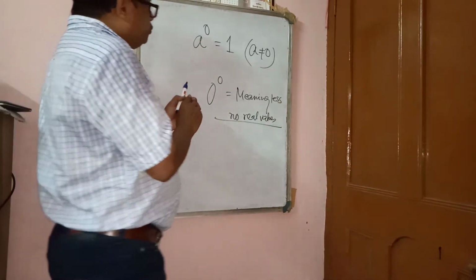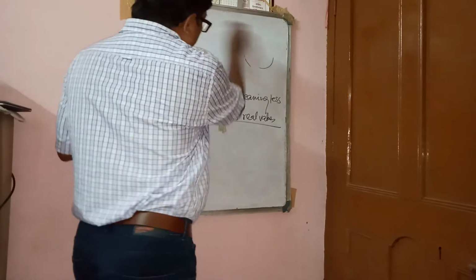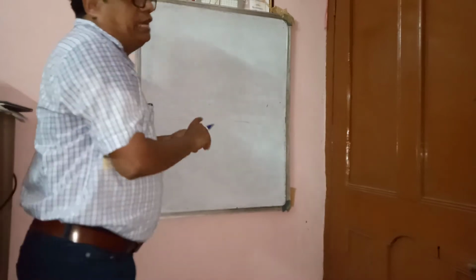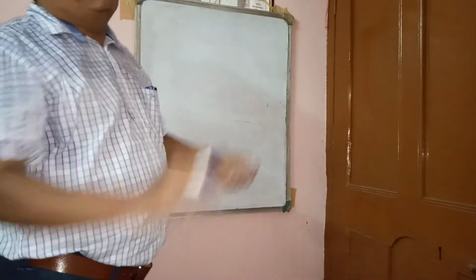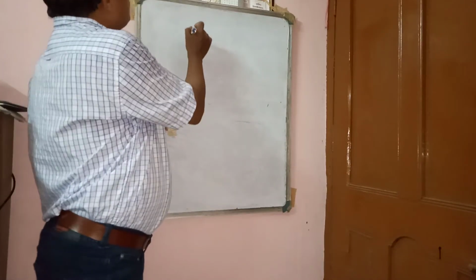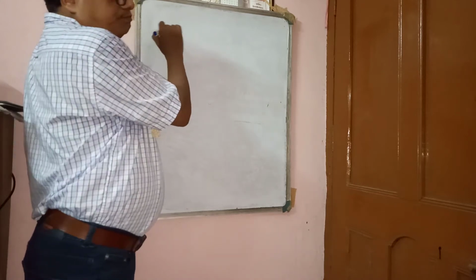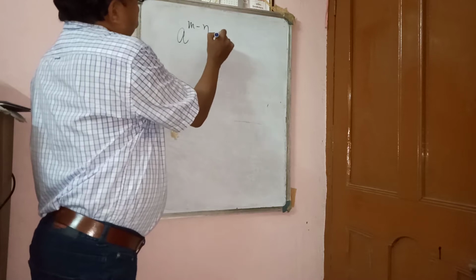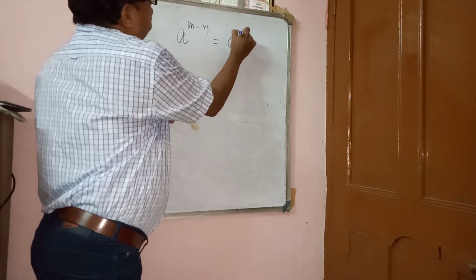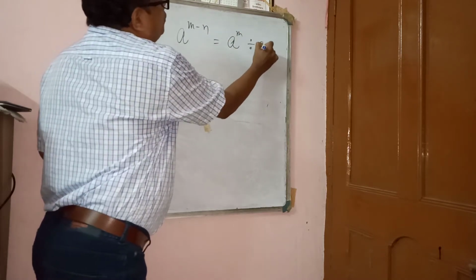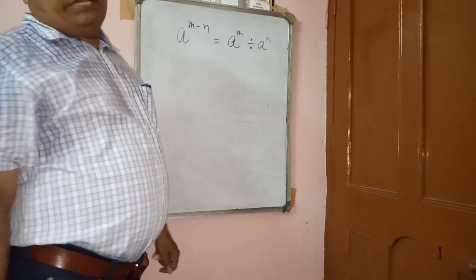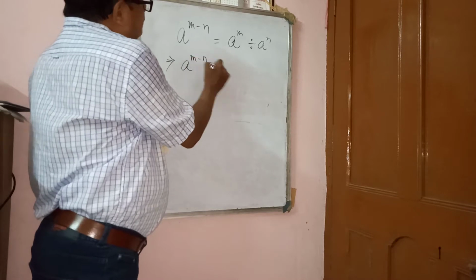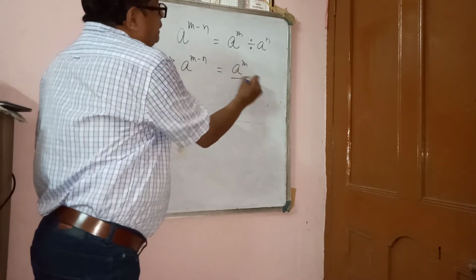So right, a to the power 0 is 1, how to prove it? Look here, I am showing that a to the power 0 equals 1. Suppose a to the power m minus n. All of you know a to the power m divided by a to the power n, no? So we can write a to the power m minus n as a to the power m by a to the power n.